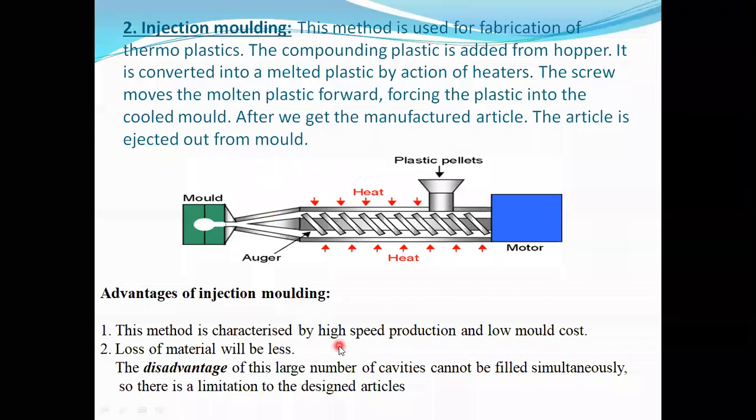This method is identified by high speed production and low mold cost of material. I will tell you what is meant by high speed production. I would like to prepare a number of articles, the number of articles prepared with the help of injection molding.